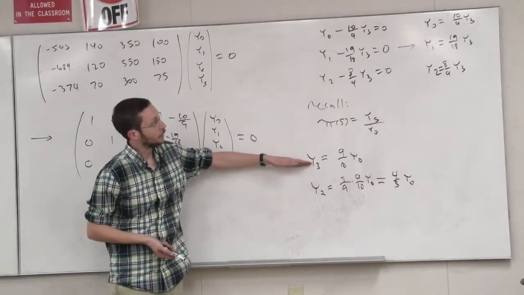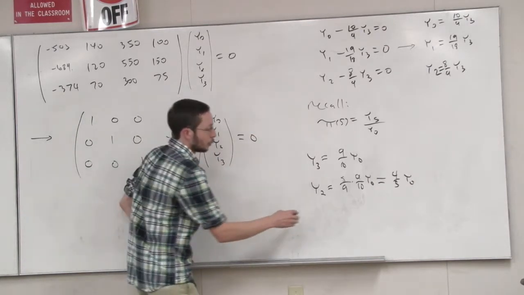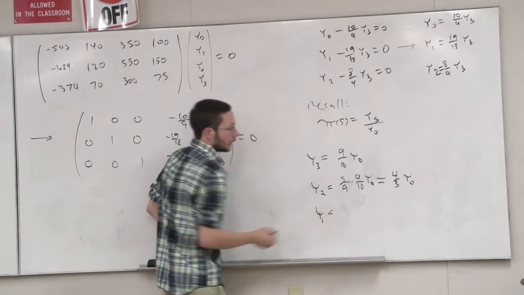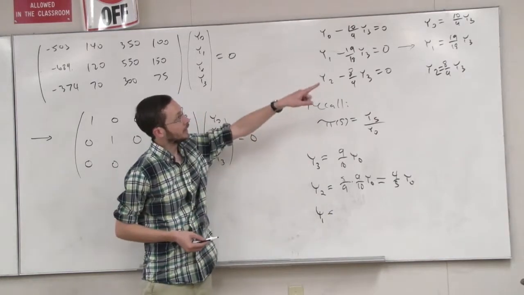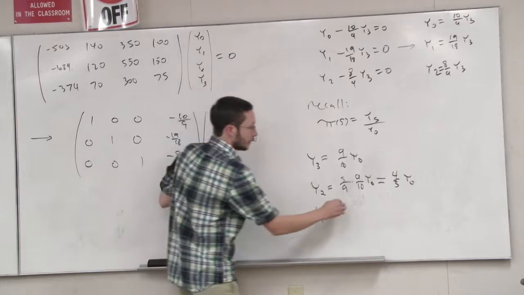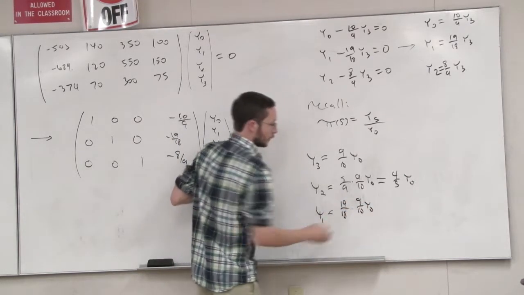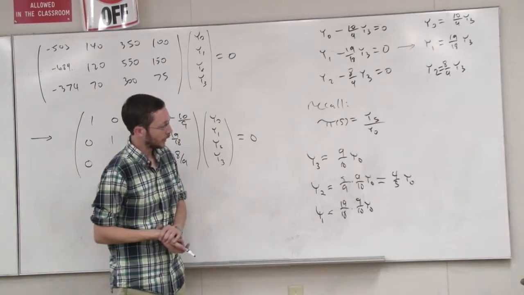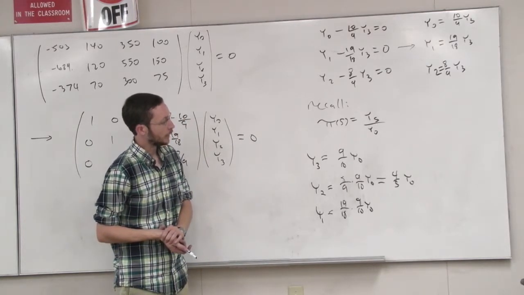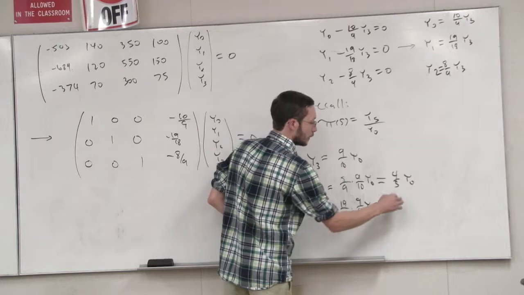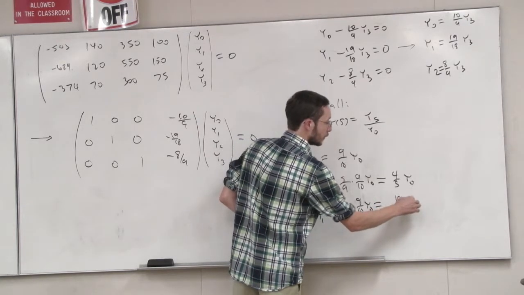And making that same substitution into the second equation tells us y1 is equal to 19/18 y3. So what is that? 19/20. Why not?